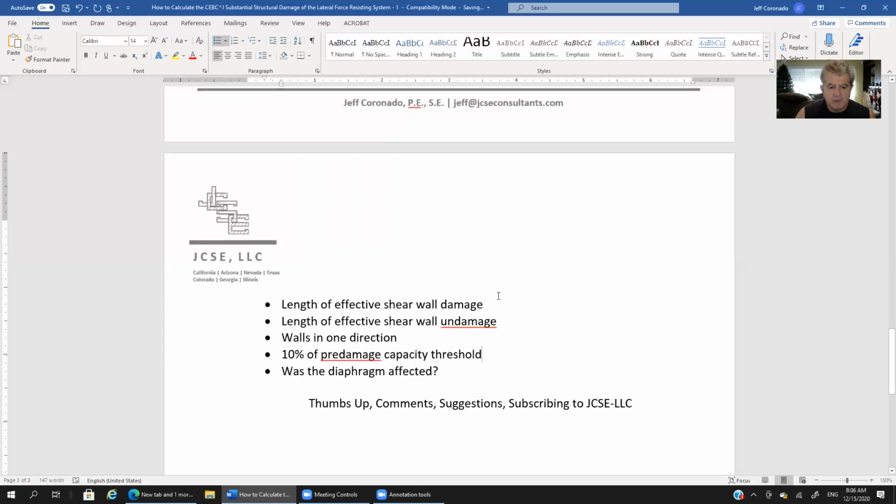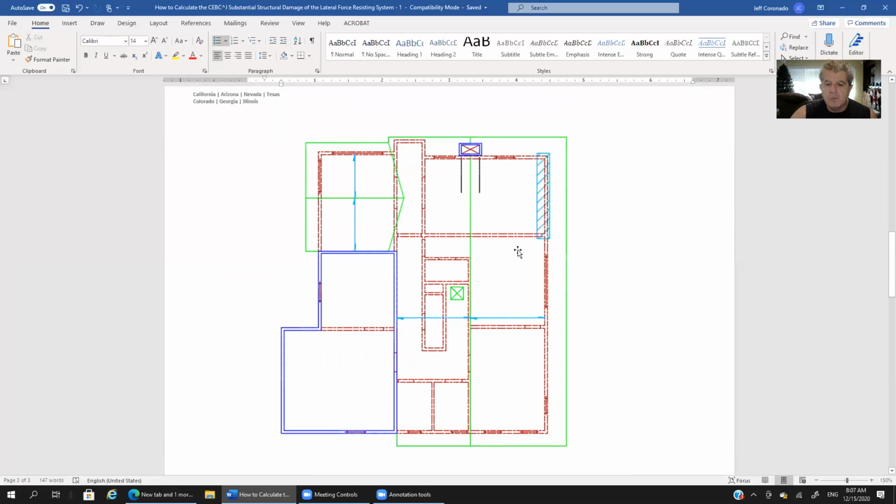I think there's one other thing here. Was the diaphragm affected? So let's go back to this. We've established that our wall was damaged here in this fire, and that wall is part of a shear wall. It's a shear wall, so it's part of our vertical lateral load resisting system.